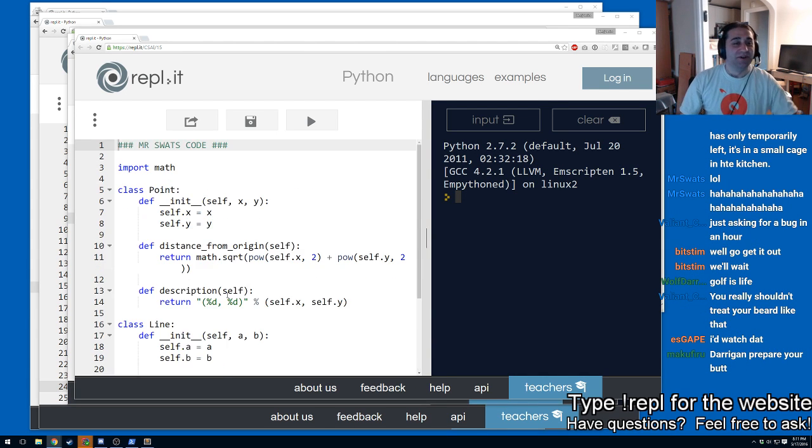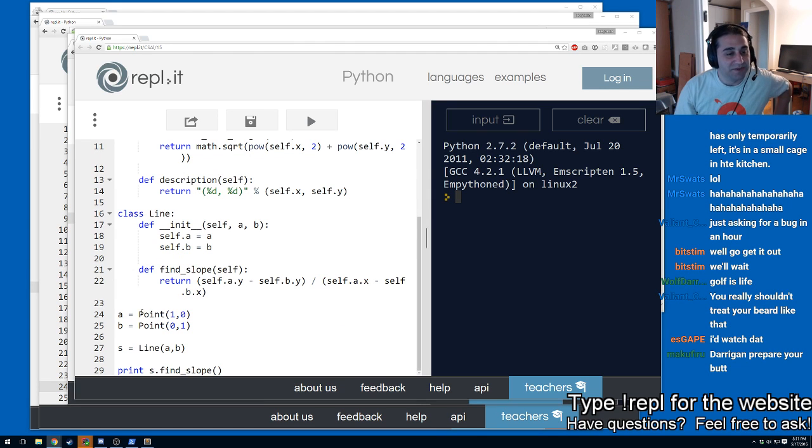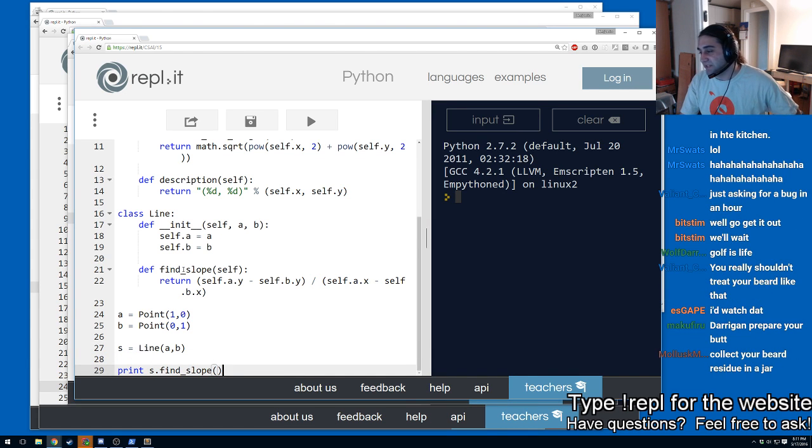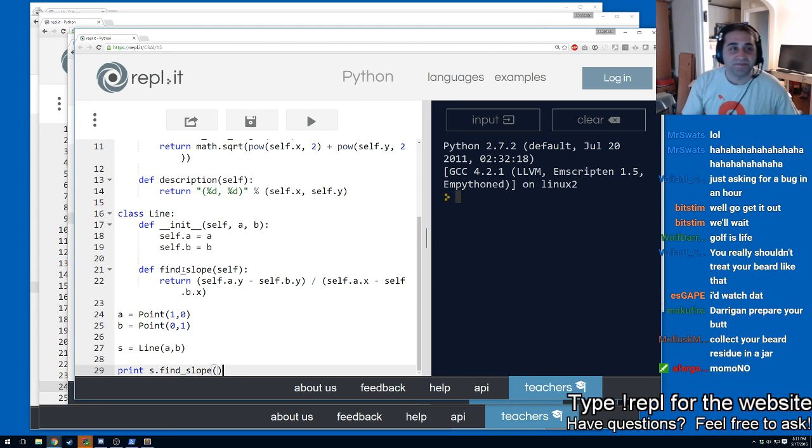All right, so let's see what Mr. Swats has got. We have a point at 1, 0 called A. We have a point at 0, 1 called B. We make a line called S that takes two points, and then we print, we call find slope. All right, cool.